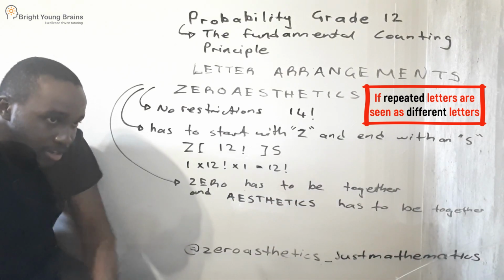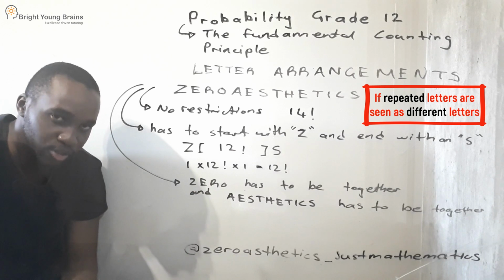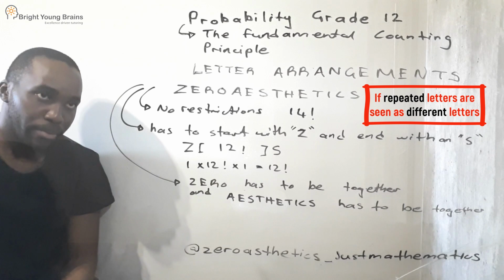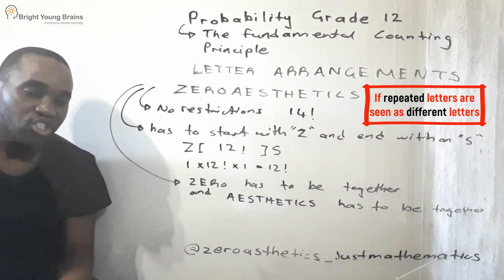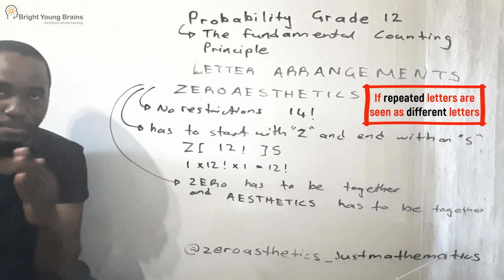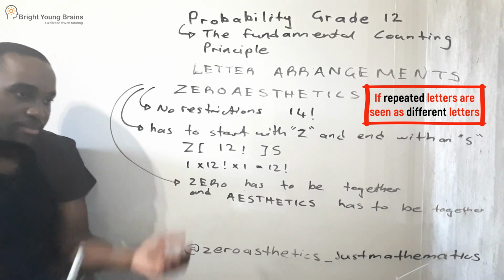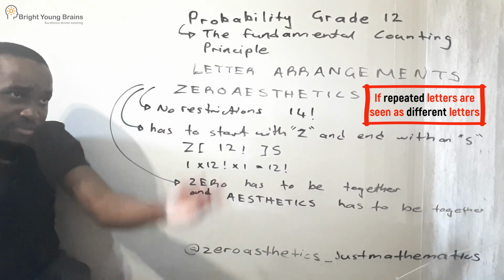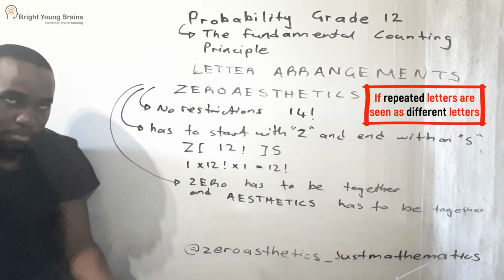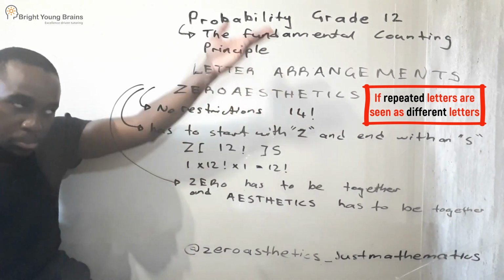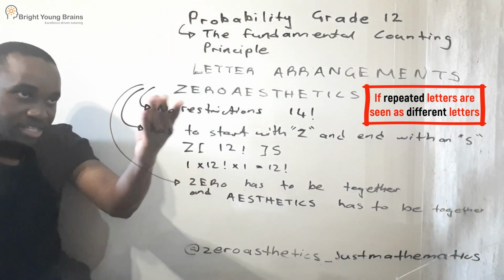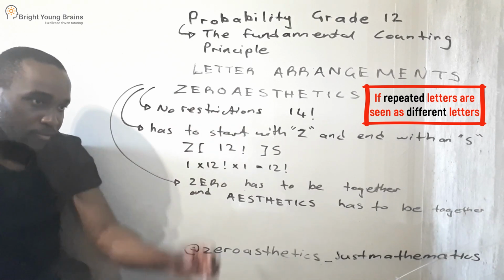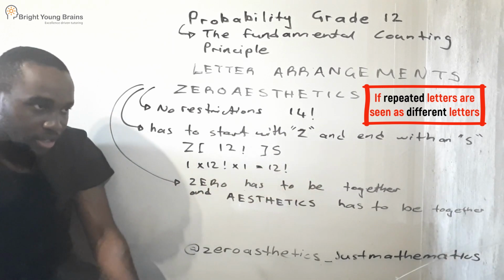So for a scenario like that, we have to remember what we spoke about when we were dealing with two different brands, and we spoke about how many ways we need to arrange those brands if one brand had to be together and another brand had to be together. So that's the same ideology here. We have the word, or in my case, a phrase here, zero aesthetics, and they want us to work out how many ways can these letters be arranged if zero has to be together and aesthetics has to be together.